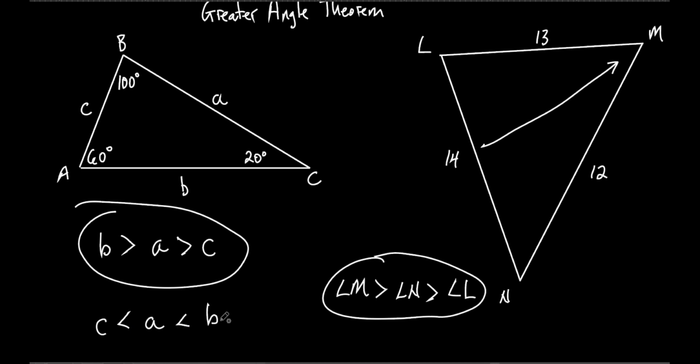If I read from right to left, B is what? Greater than A, which is what? Greater than C. Isn't that what that's saying? We just reversed it. What could I do here?